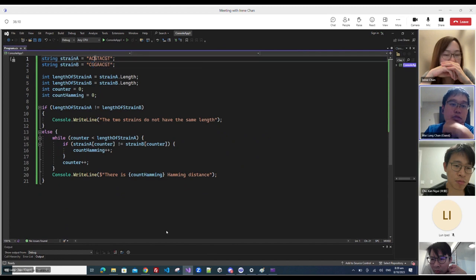Then you go to 2. String A2 is G, and string B2 is G as well. So it is the same. So it will increase the count handling here, and the counter increases, and we go on and on until the counter equals the length of string A, and then it stops.